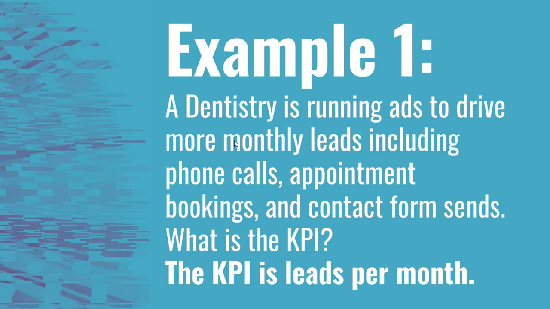So the first example, let's say a dentistry is running advertisements. They want to drive more monthly leads, which includes phone calls, appointment bookings, and contact form sends. So any different way that their website helps them drive leads. So what is the KPI in this case? In this case, they want to drive more monthly leads, so the key performance indicator is total leads per month. Now, you can look at this in terms of your overall budget on advertising, or you can just look at the total number and see what activities drive the most leads for your business. What you want to do is look at all the activities that drive leads and focus on the ones that drive the most leads for your business.